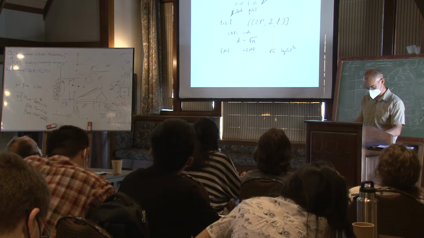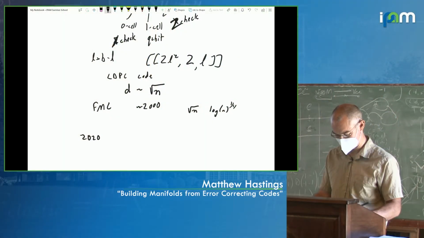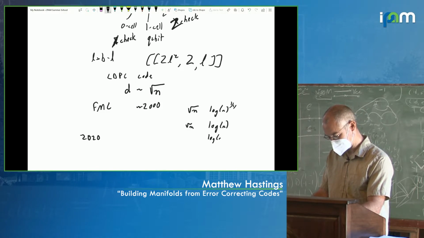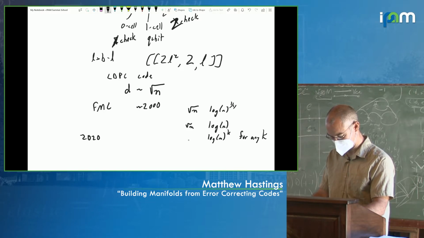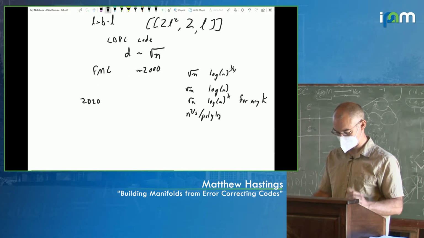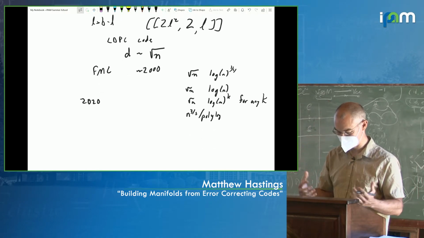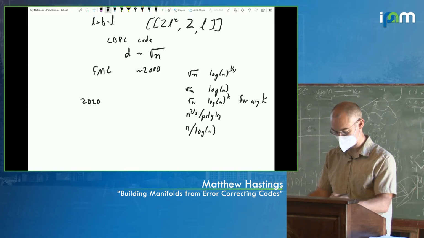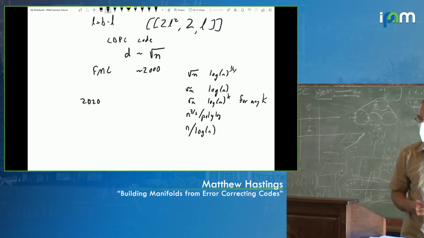And then there were many advances in 2020, in which it went to square root n times log n, first, I think, then square root n times log n to the k for any k, then n to the 3/5 over polylog n. So this was the first one that was really beating n to the 1/2 by more than a polylog. Then, remarkably, n over log n. So there you can actually get almost linear distance quantum error correcting codes.